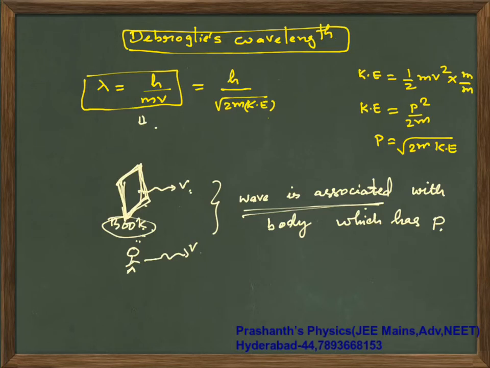Based on this, he did calculations for electrons, protons and neutrons. We'll talk about that. First you copy this. If a particle is moving with some velocity, there is a wave associated with it, and that wave's wavelength is given by this relation. This is what de Broglie gave. So for every moving particle there is an associated wave with it.